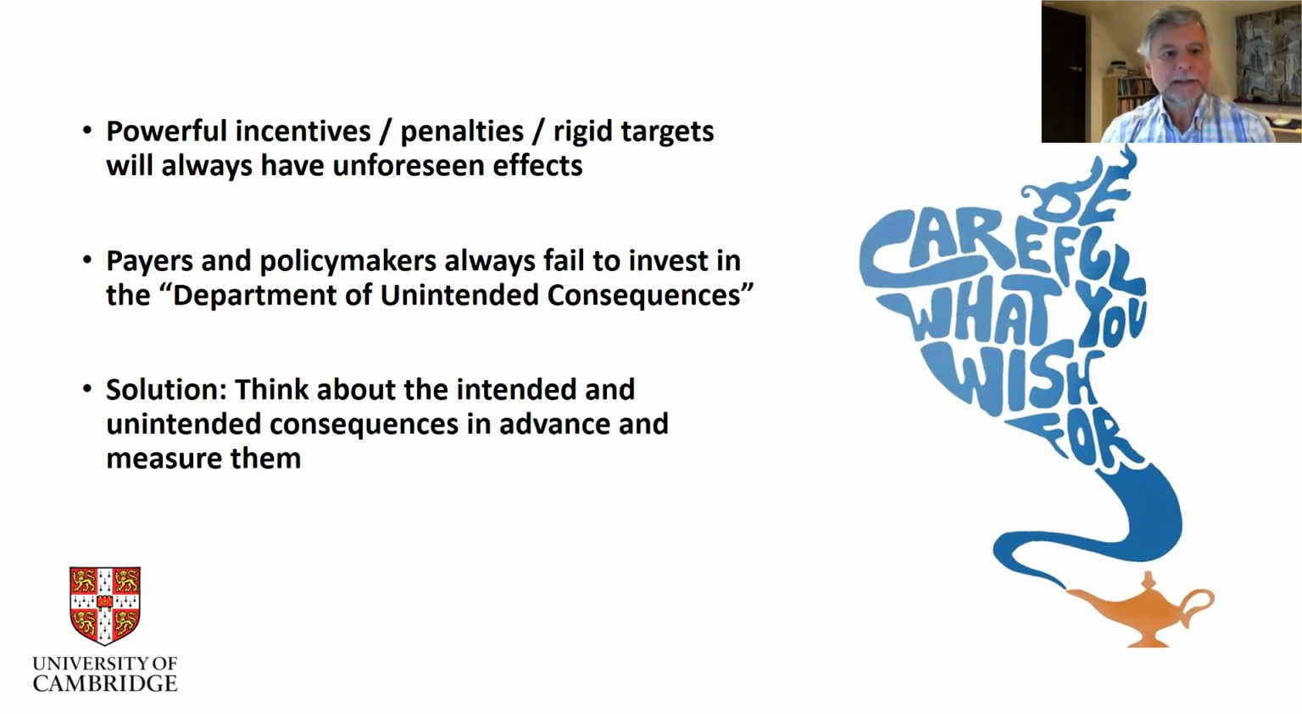Right, and the key messages are these. First of all, if you introduce measures with powerful incentives or penalties or rigid targets, they will always have unforeseen consequences. It's a bit like a representative of a pharmaceutical company coming in and saying they've got a really great, powerful new drug and it has no side effects whatsoever. You simply wouldn't believe it. Health systems across the world always fail to invest in what I've called the Department of Unintended Consequences, and are then either surprised when they happen or, even worse, don't realize. So the solution I'm going to propose from my 6 examples is that you must think about the intended and unintended consequences of what you're going to do in advance and measure both.